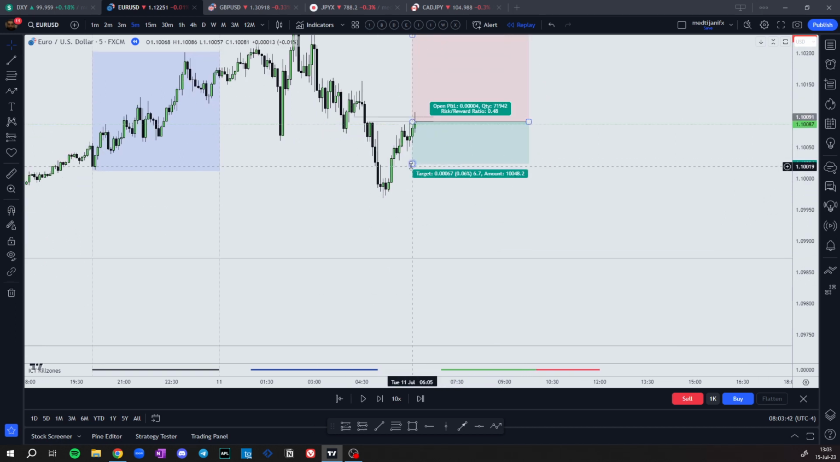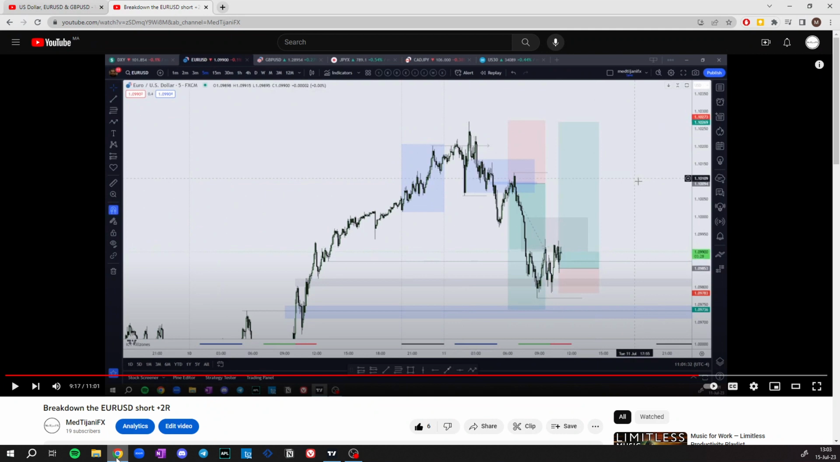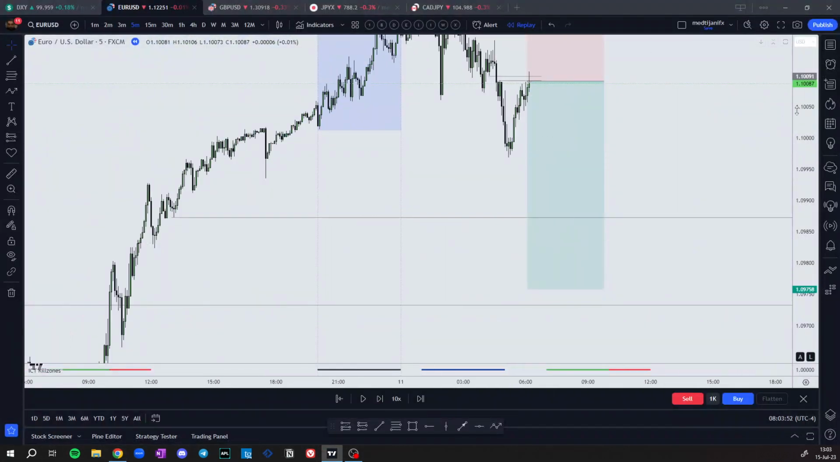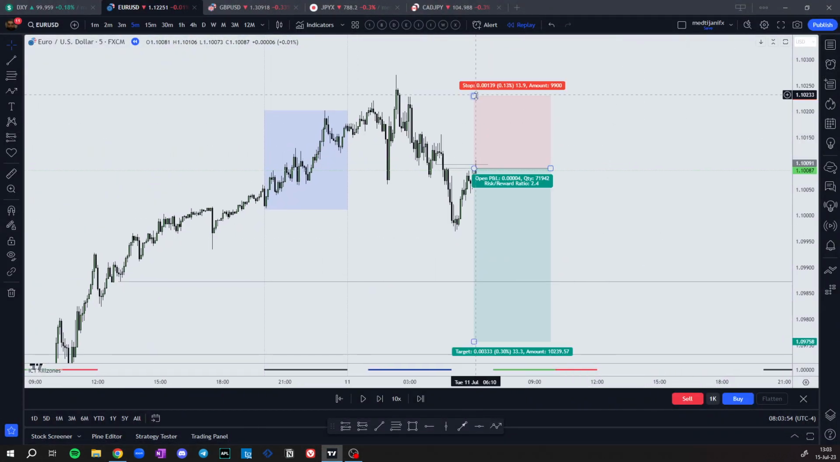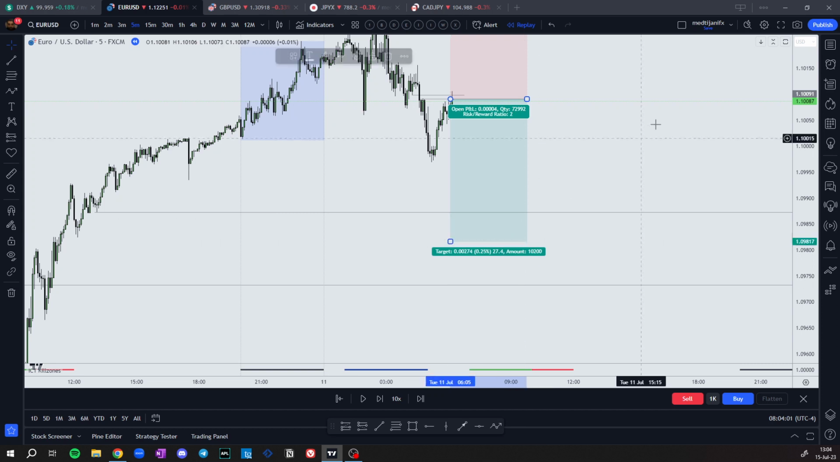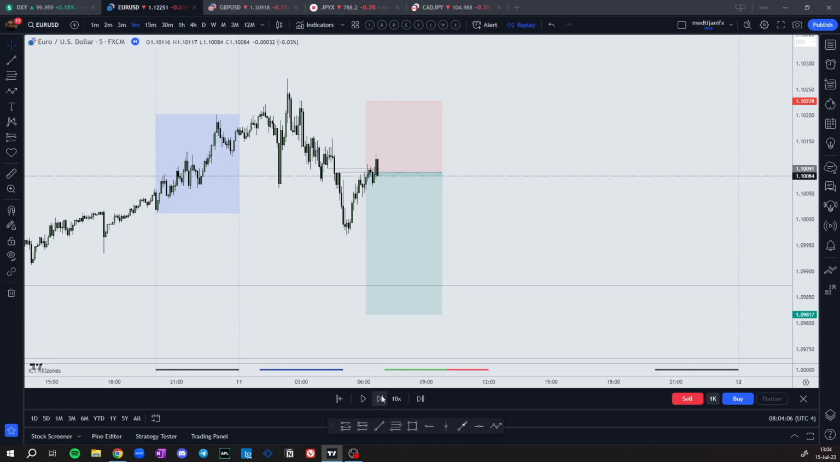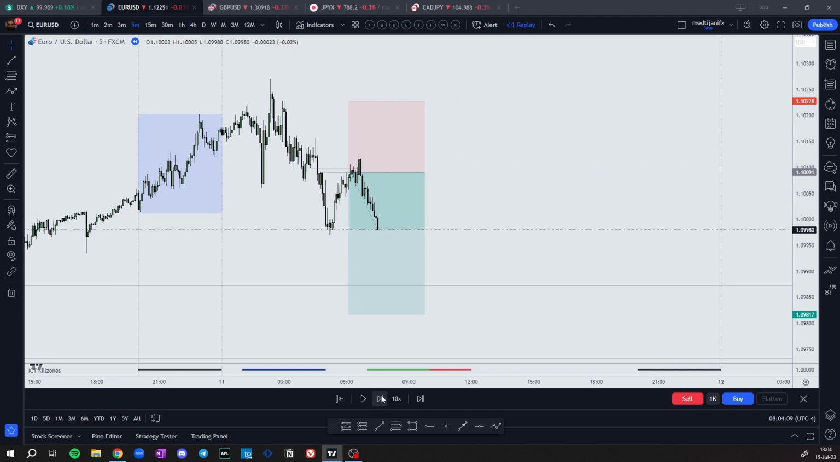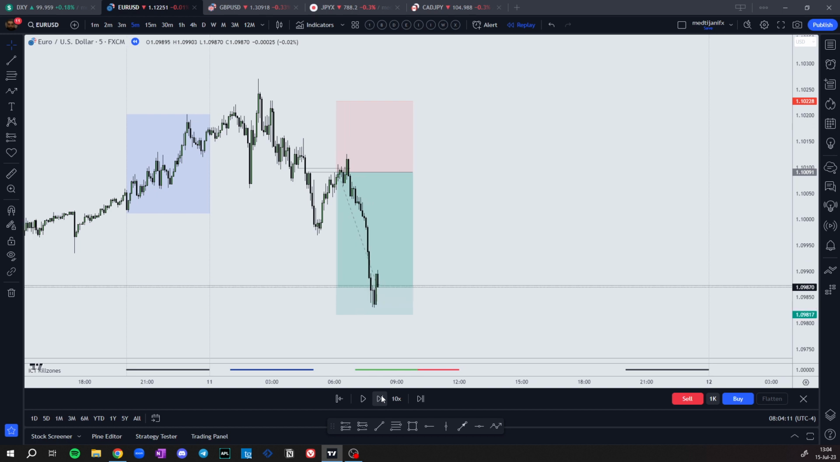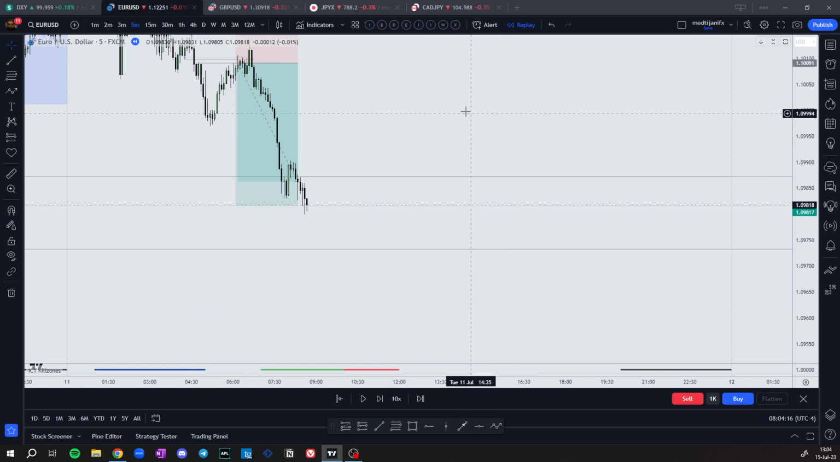I guess my stop loss was here. Let me check. I think my stop loss was right here. And I always target 1 to 2. So price has gone to 1 to 2 here. Then price has dropped lower like this. 1 to 2, right?